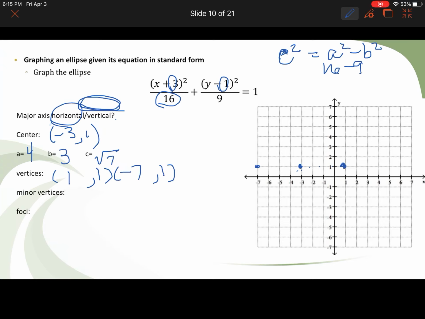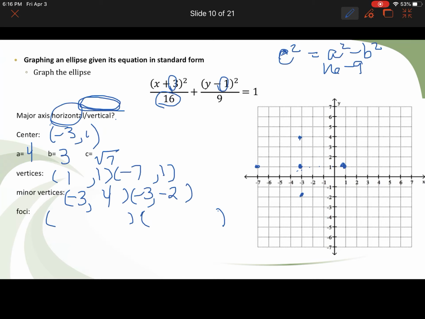The minor vertices, or the endpoints of the minor axis, they're going to go the other way. My x value is going to be the same as the center because it's a vertical line. We're going up and down. But now I'm going to take the 1 plus 3 because that's my b, right? So 1 plus 3 is 4, and 1 minus 3 is -2. So I'm going to go up 3 and down 3, right? So I have enough at this point. I could sketch the graph, but let's find the foci while we're at it so we can put those on there.